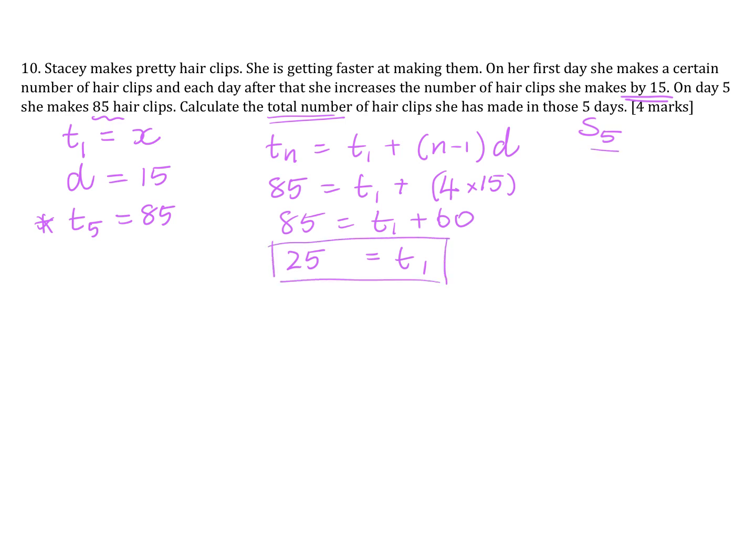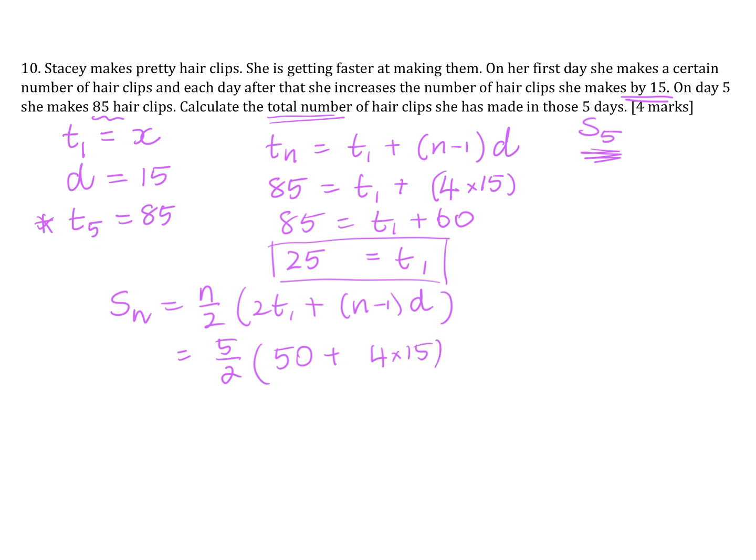Now, after that, I've just got to find the sum of the first 5 terms. Sum of n is n over 2 times 2 lots of term 1 plus n minus 1 lots of d. And I'm just going to feed it in there. 5 over 2, 2 lots of term 1. Term 1's 25, that's going to be 50. Plus 5 minus 1 is 4 lots of the difference. Pop all that in my calculator, just like that. And I can see that at the end of the 5th day, in those first 5 days, she's made 275 hair clips. And done.